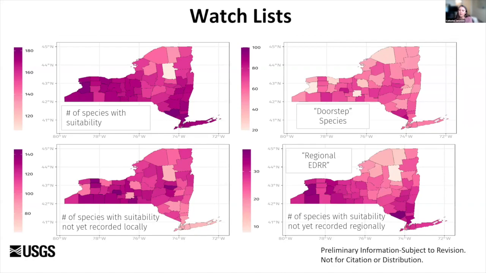Another thing that we've been thinking about is more kind of regional early detection rapid response, thinking of species that might have secondary spread across a larger geographic area. And so what we're showing in this image is the number of species with suitability that haven't been recorded in the state yet. And so that might be a different type of watch list that people might use for thinking about what species they should be on the lookout for establishing.